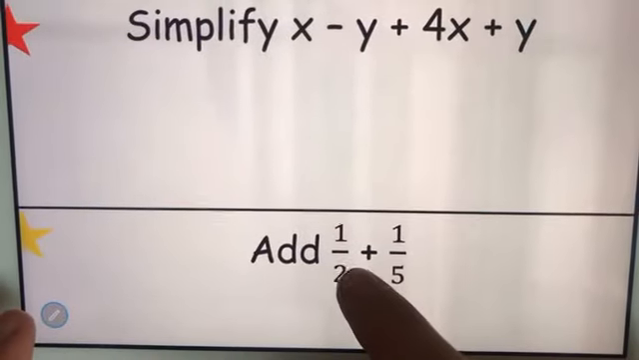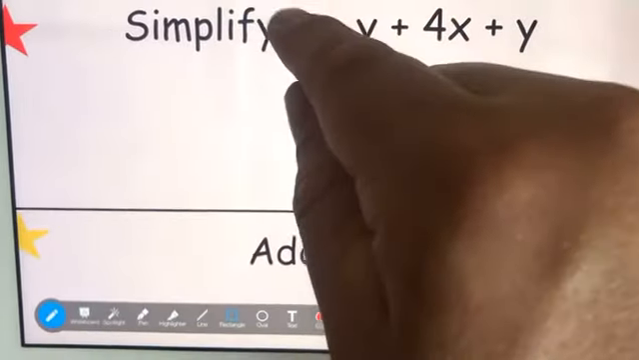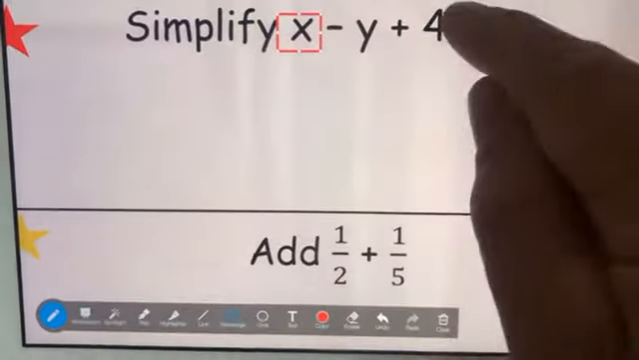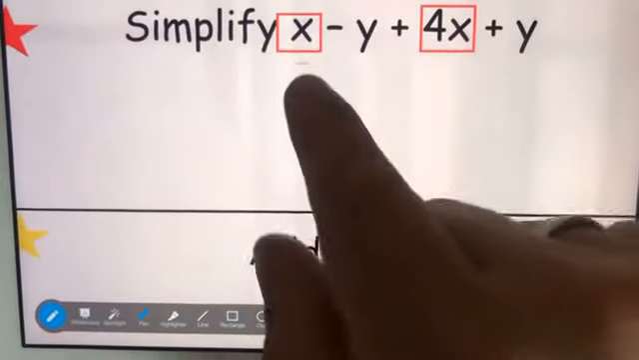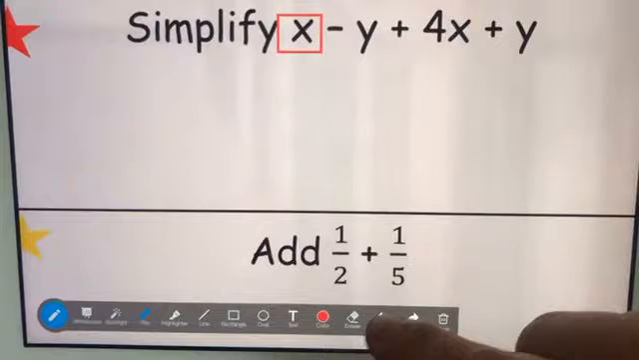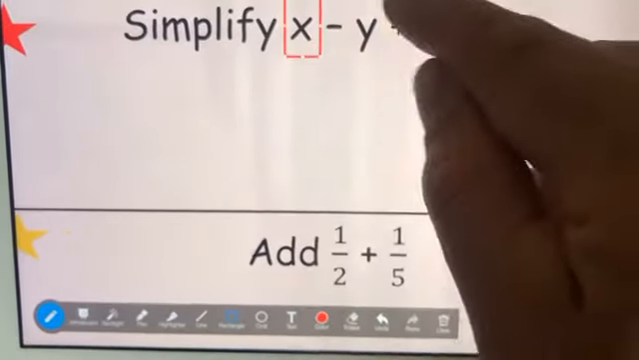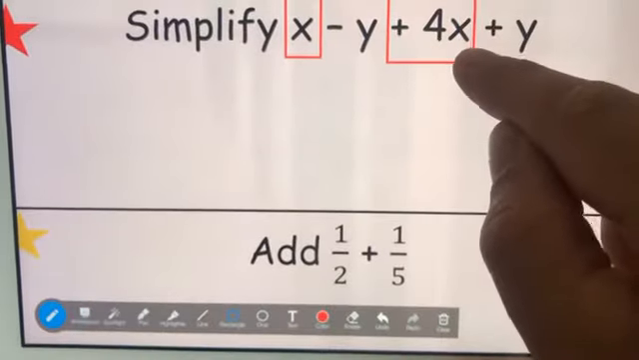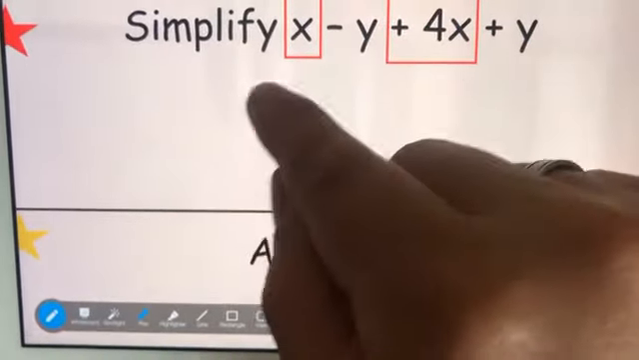Simplify. Okay, when I'm simplifying, I always get some shapes and draw them around the things that are the same. Okay, I've got an x there, so I'm going to put a shape around it. I'm also going to put a shape around this x. Those two are the same. Okay, 4x plus, the second one, it's important to always make sure you get the sign in front of the shape inside your shape as well. So I've got x plus 4x, gives us 5x.